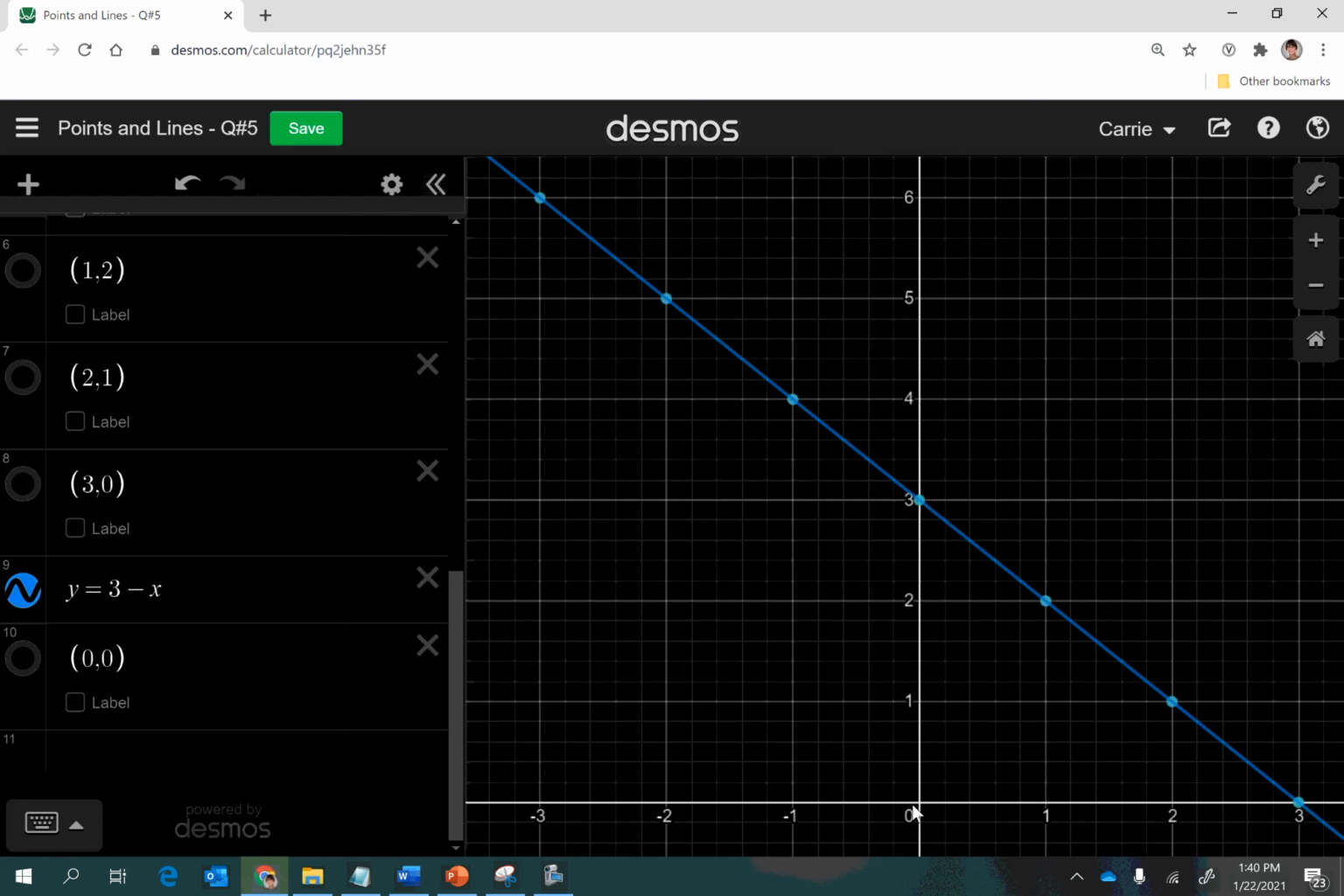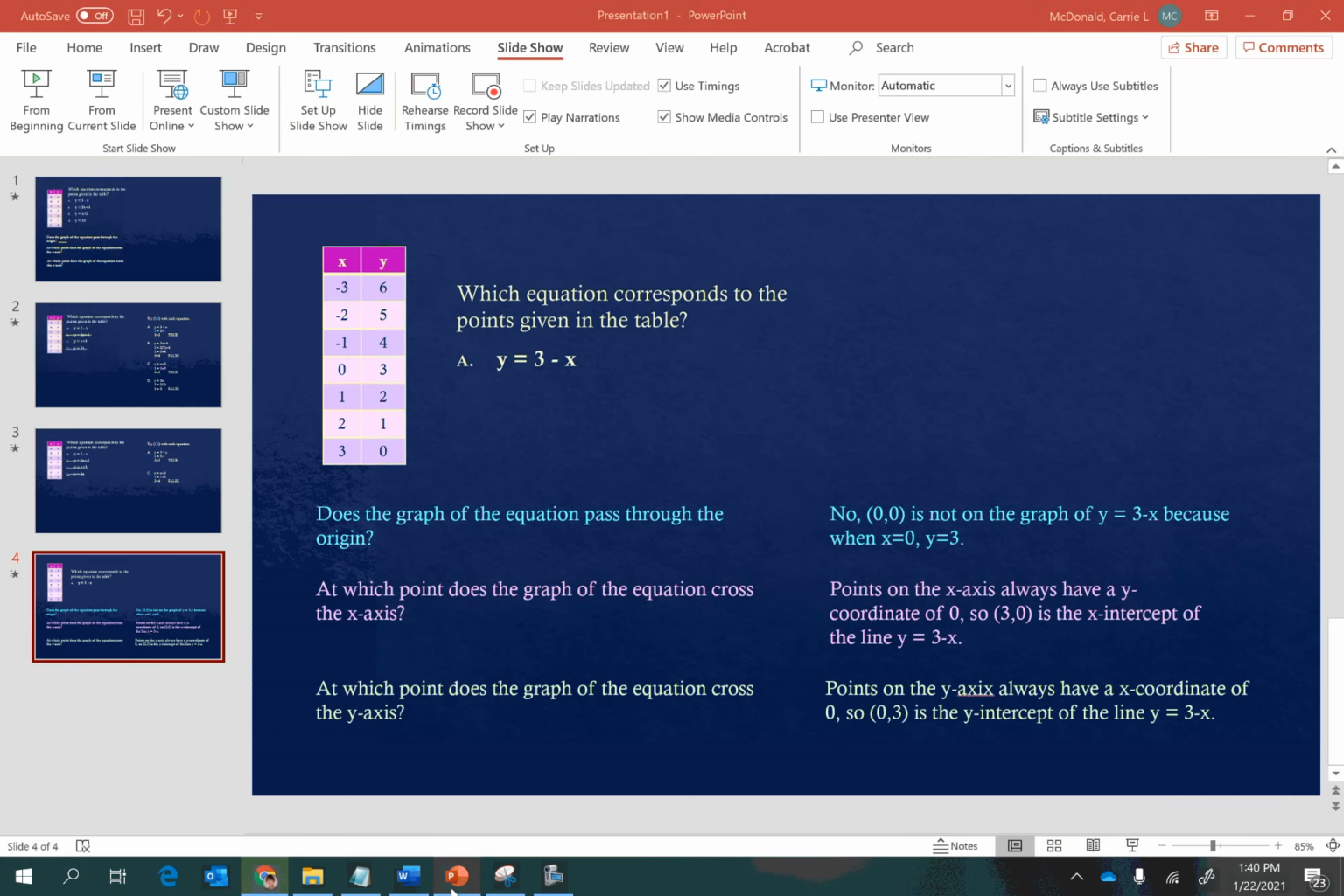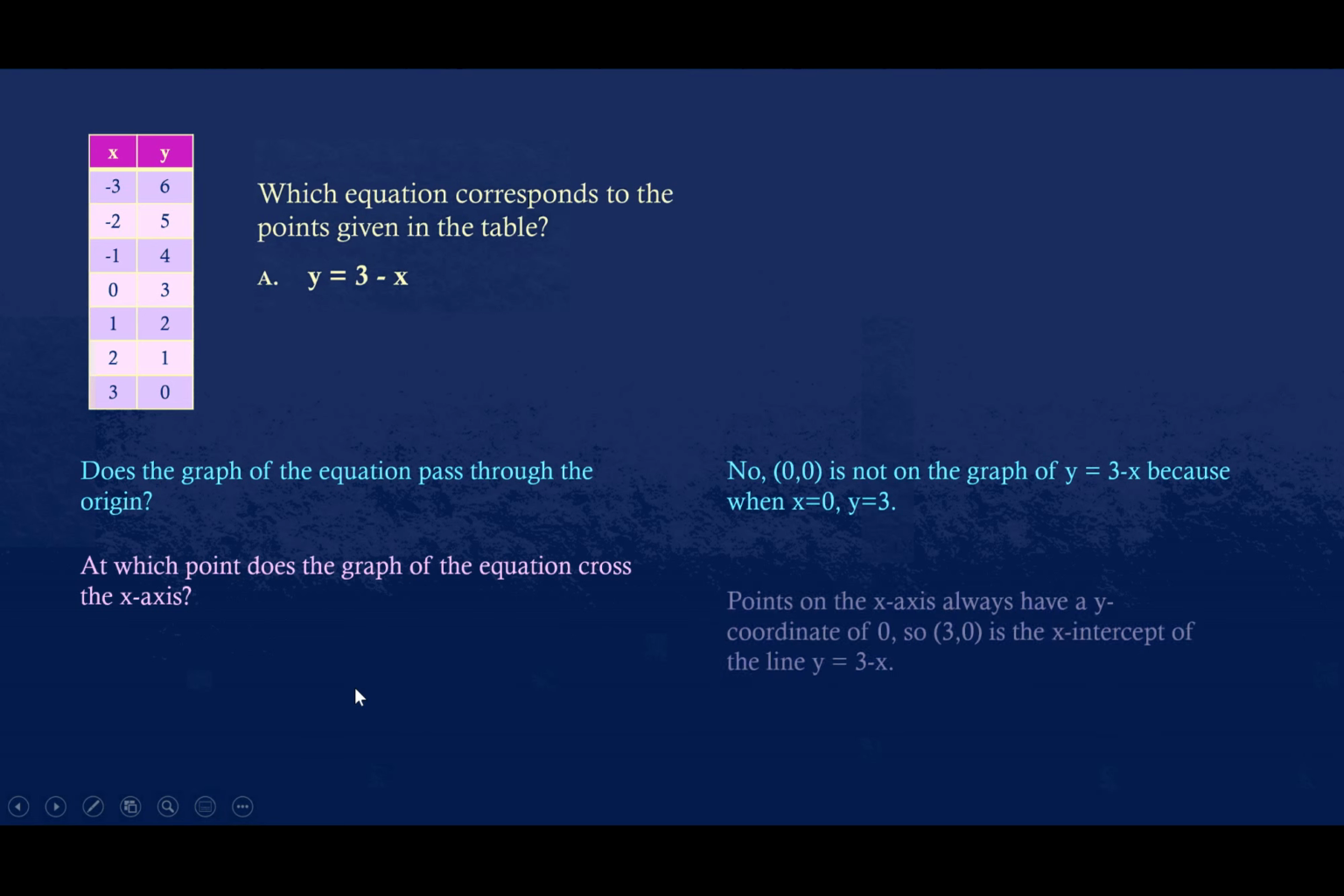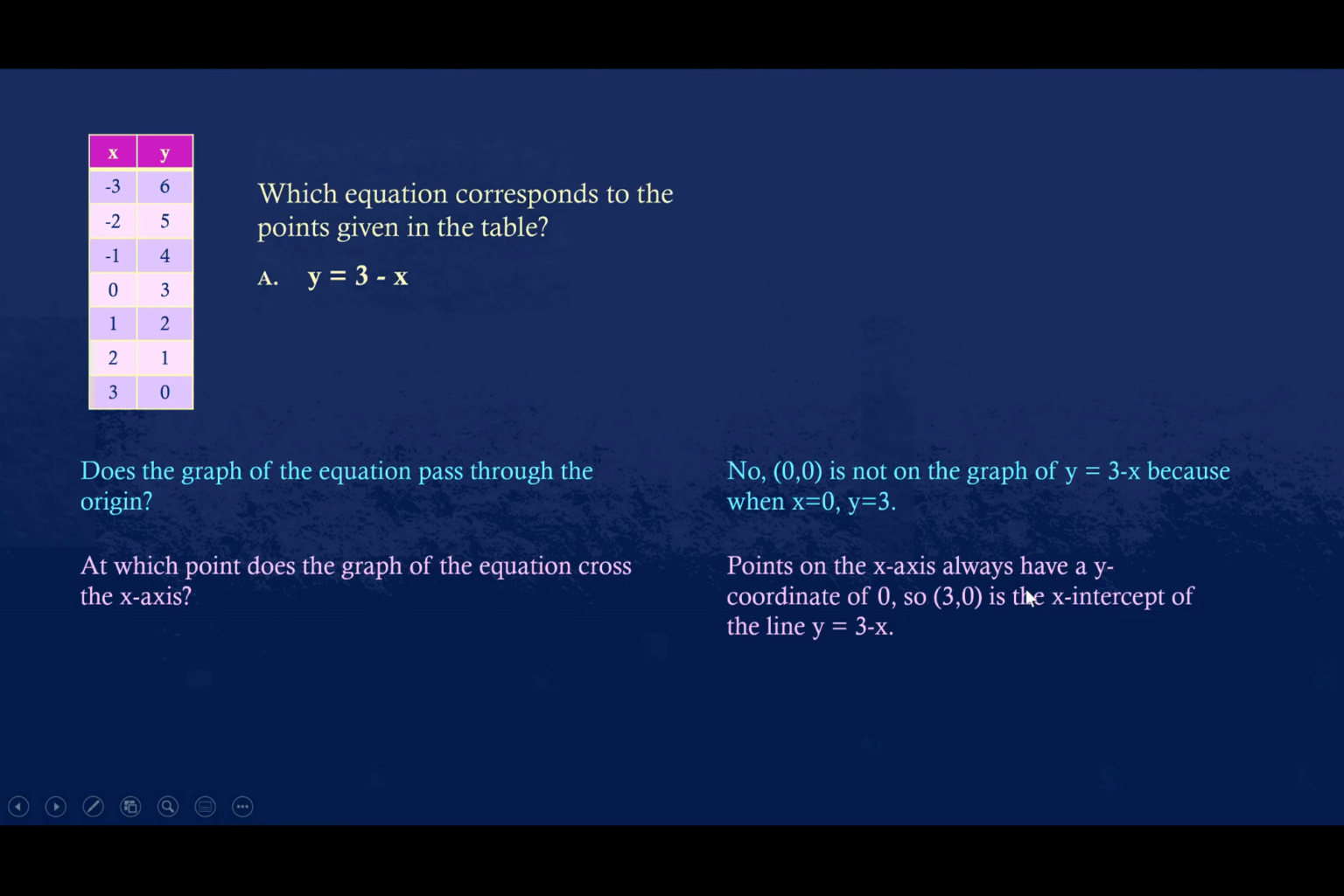So here are all my y values. And notice that right here, the y value is 0. So if I stay on this level horizontally, every single point along that line will have the y coordinate of 0. So what we can say is that the points on the x-axis always have a y coordinate of 0. So (3, 0) is the x-intercept of the line because it has y equal to 0.